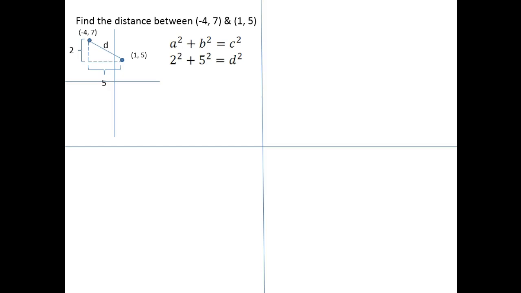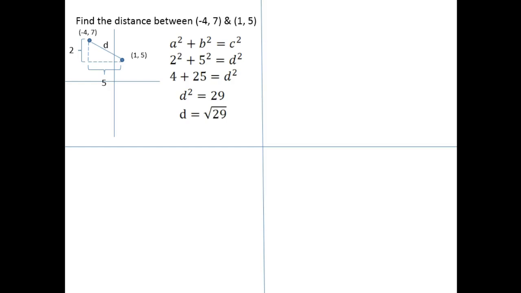Distance on a number line. That's how we did it. Okay? So 2 squared is 4. 5 squared is 25. So I've got 4 plus 25, which is D squared. D squared is 29. Do I really care about D squared? What am I looking for? D. Okay, so how do I undo a square? Square root. So D is the square root of 29.